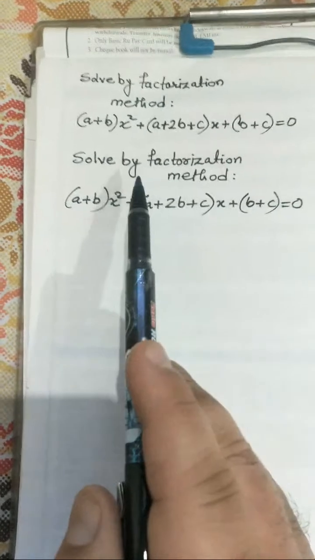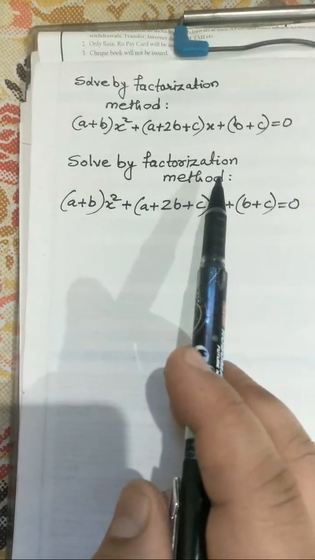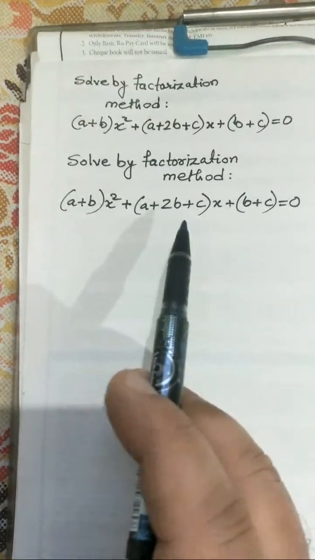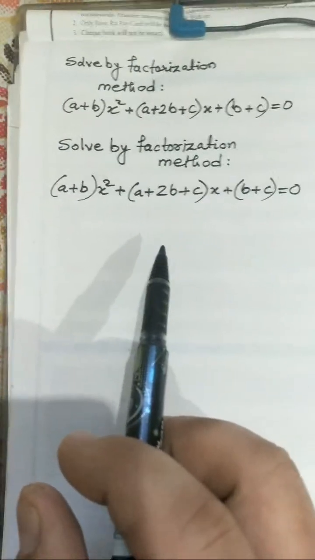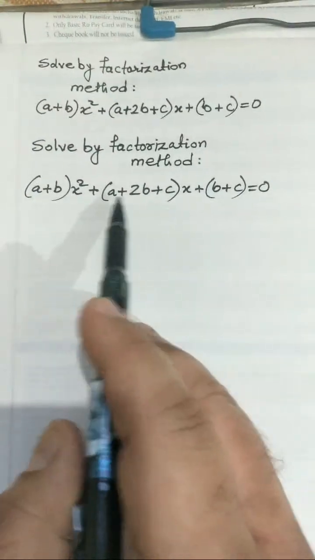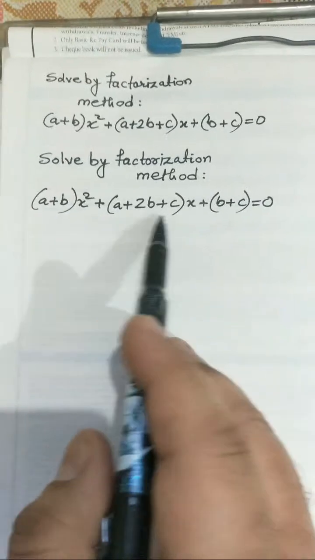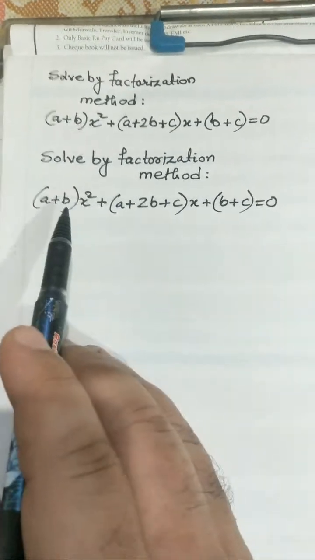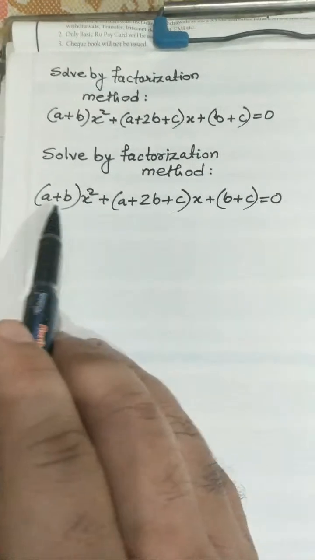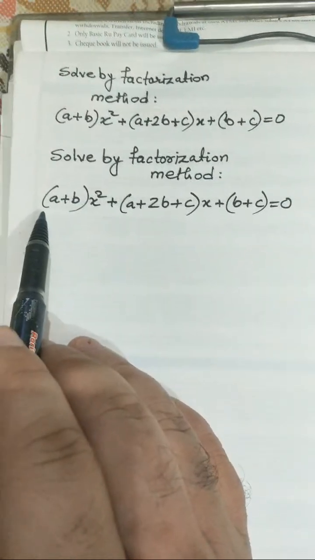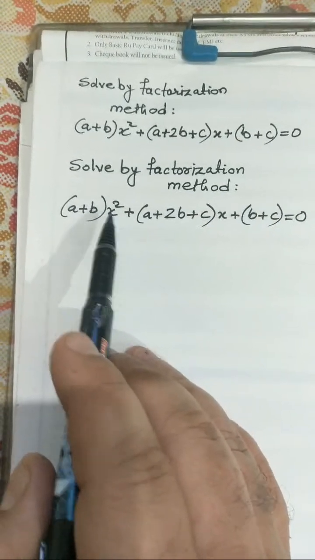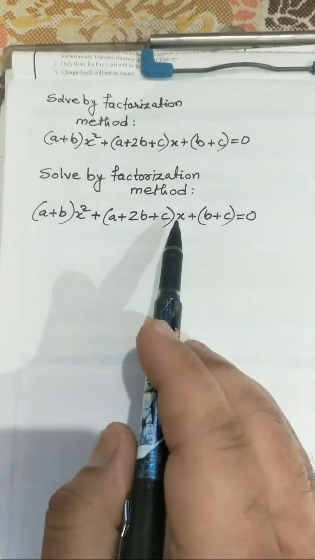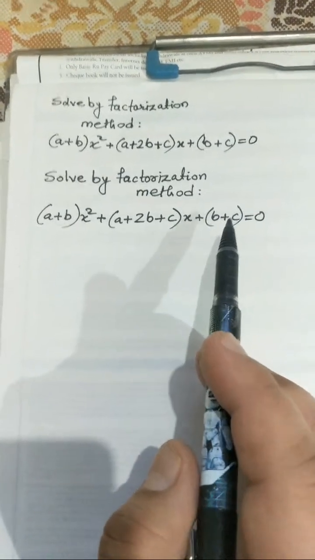So we need to solve it by the method of factorization. The quadratic equation has been given to us. So in the factorization method, the middle term is important. We will have to break this middle term so that we can get four terms out of these three terms. Here we have three terms at present. The first term is the term with x square, the second term is with x, and the third term is without x.